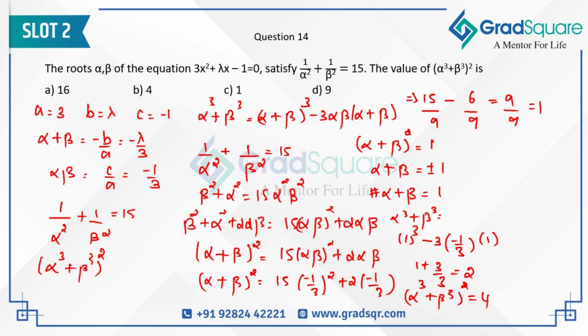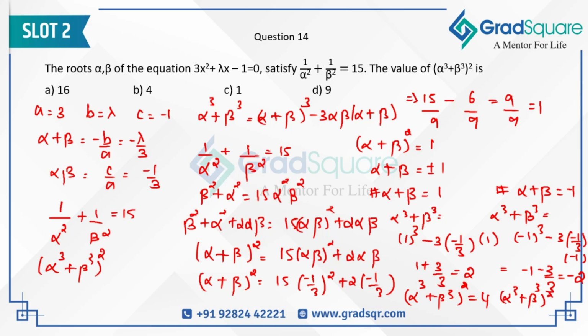This is the first case. Now let's say in the second case, let me write alpha plus beta value equal to minus 1. Then alpha cube plus beta cube will become what? Minus 1 the whole cube minus 3 into minus 1 by 3 into minus 1, which is going to give me minus 1 minus 3 by 3, which is going to be minus 2, and alpha cube plus beta cube the whole square is going to be minus 2 the whole square, which will still give me the same answer, which is equal to 4. So option B is the answer for this question.